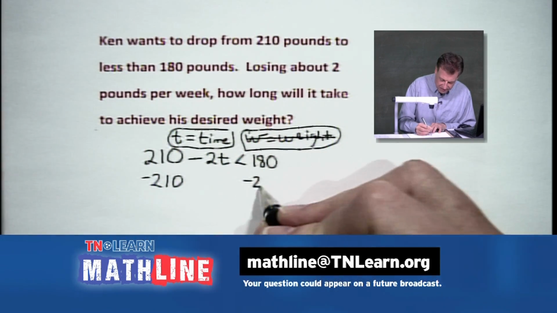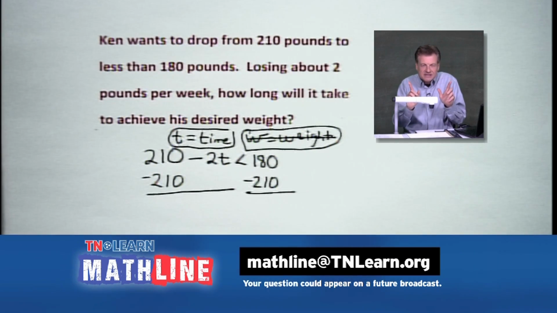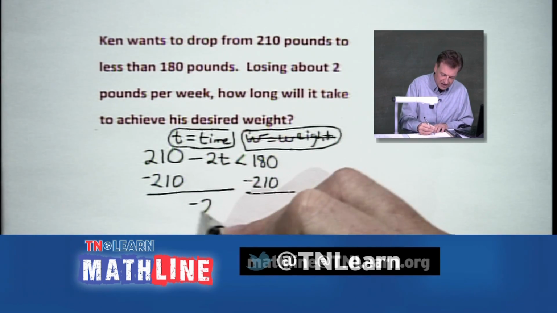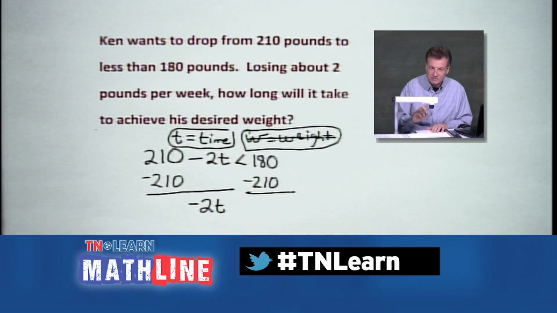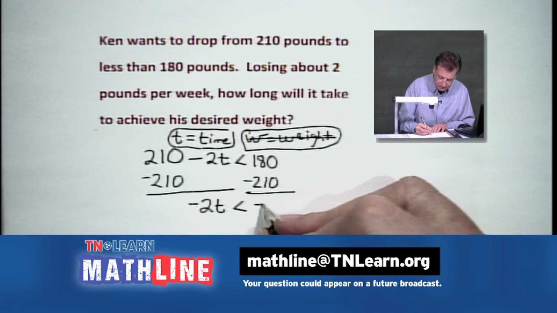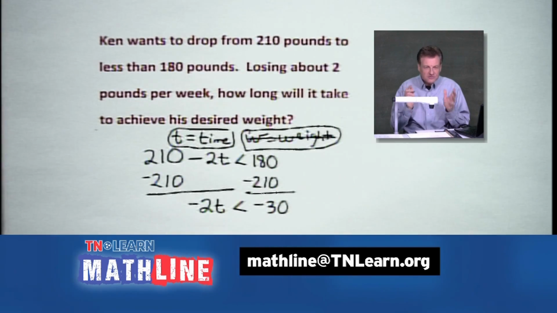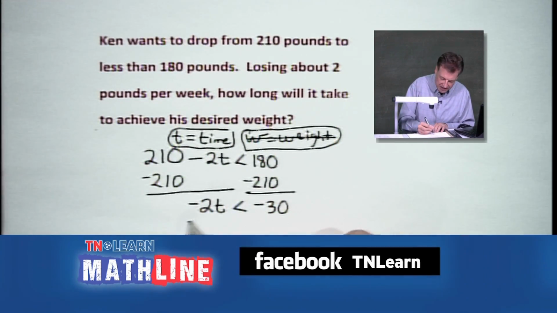Let's subtract it. And when you do that, my friends, please make sure you leave that negative 2t. That negative has to be there. It's going to be very important, very important. We have less than negative 30. You say, Ernie, there's a lot of negatives there. And that's okay. That's okay. Because when we divide negative 2 into negative 30, which we're going to do right now, let's do it.